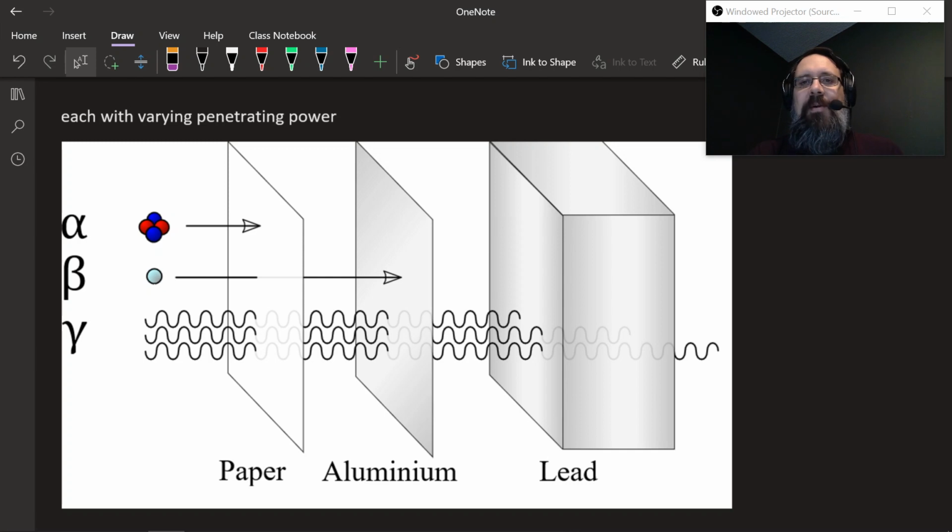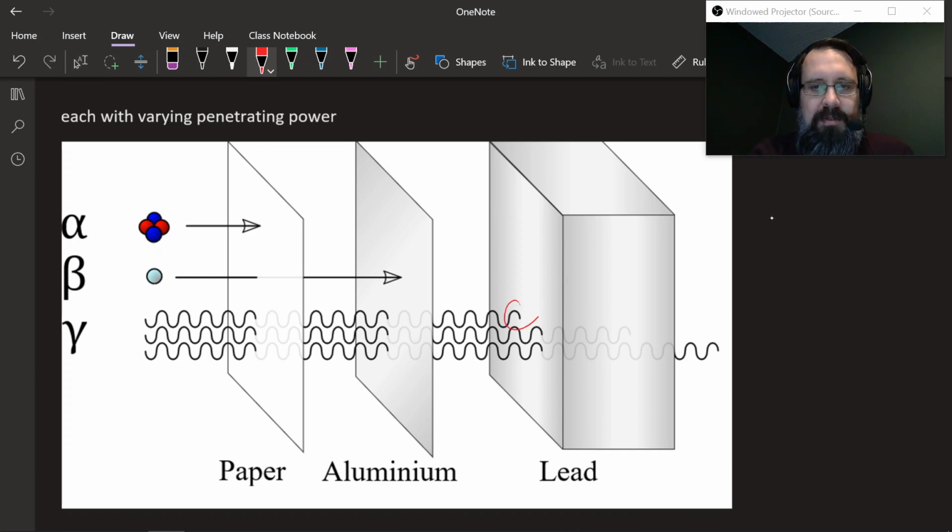So you can see that alpha particles are stopped even by something as thin as a piece of paper. Beta particles can get through paper, but they can't get through metal objects like conducting materials. And with gamma rays, most are blocked by lead, but the really high energy, super powerful gamma rays can actually even penetrate through lead.